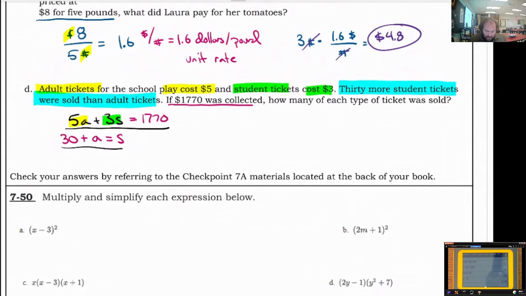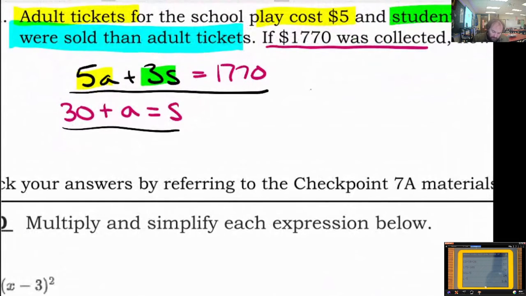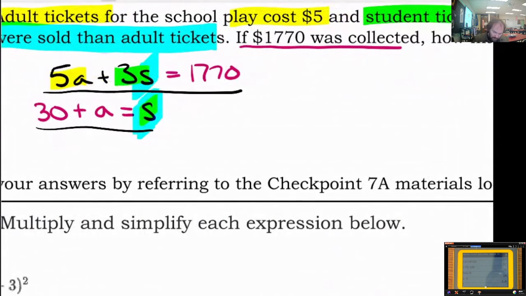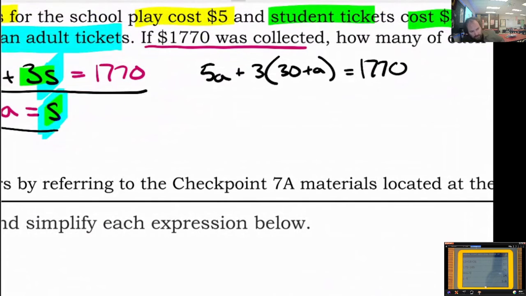Now, once we got all that, we got to solve this problem by substitution. So we're going to plug in, I'm going to use a different color highlighter, blue. Oh, shoot. We're going to plug in the 30 plus A for the S on this one. So this is 5A plus 3 times 30 plus A, which equals 1770. Like that.